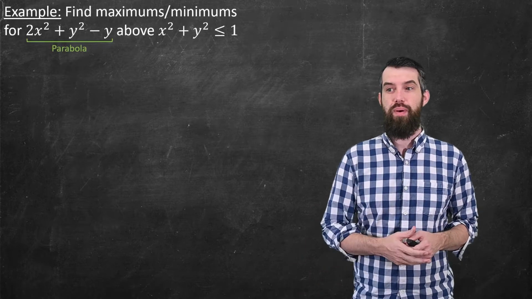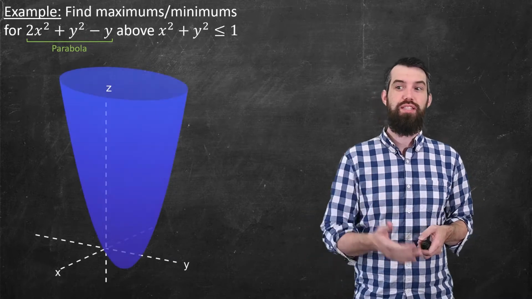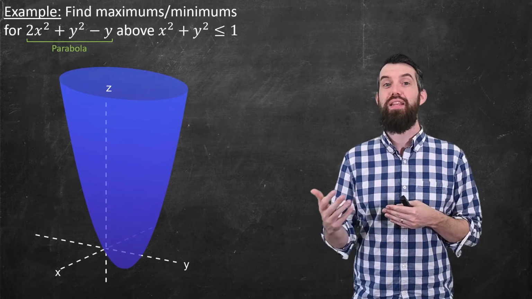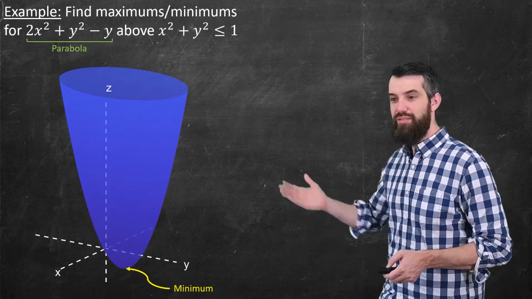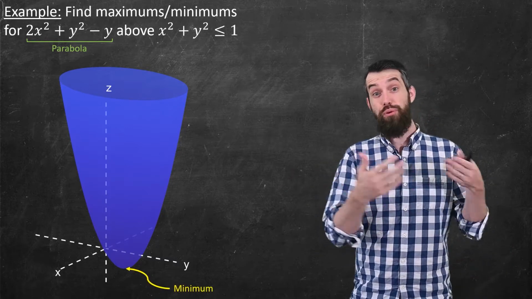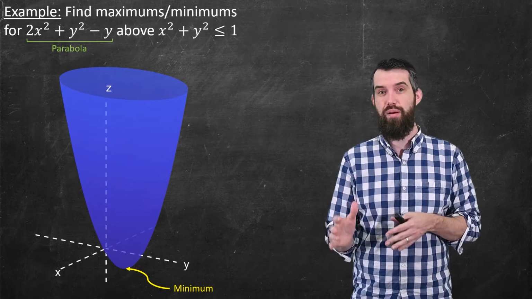Well, the first thing I want to talk about is the paraboloid, 2x squared plus y squared minus y. I can plot this, and indeed it's just a paraboloid. Now, if this was all we knew, if we wanted to find local maximums or local minimums, we would do the previous method. And indeed, it's clearly a paraboloid, so it's got one minimum at the bottom. And we could use the previous method to figure out the exact location of that minimum. Indeed, we'll do that in a moment.